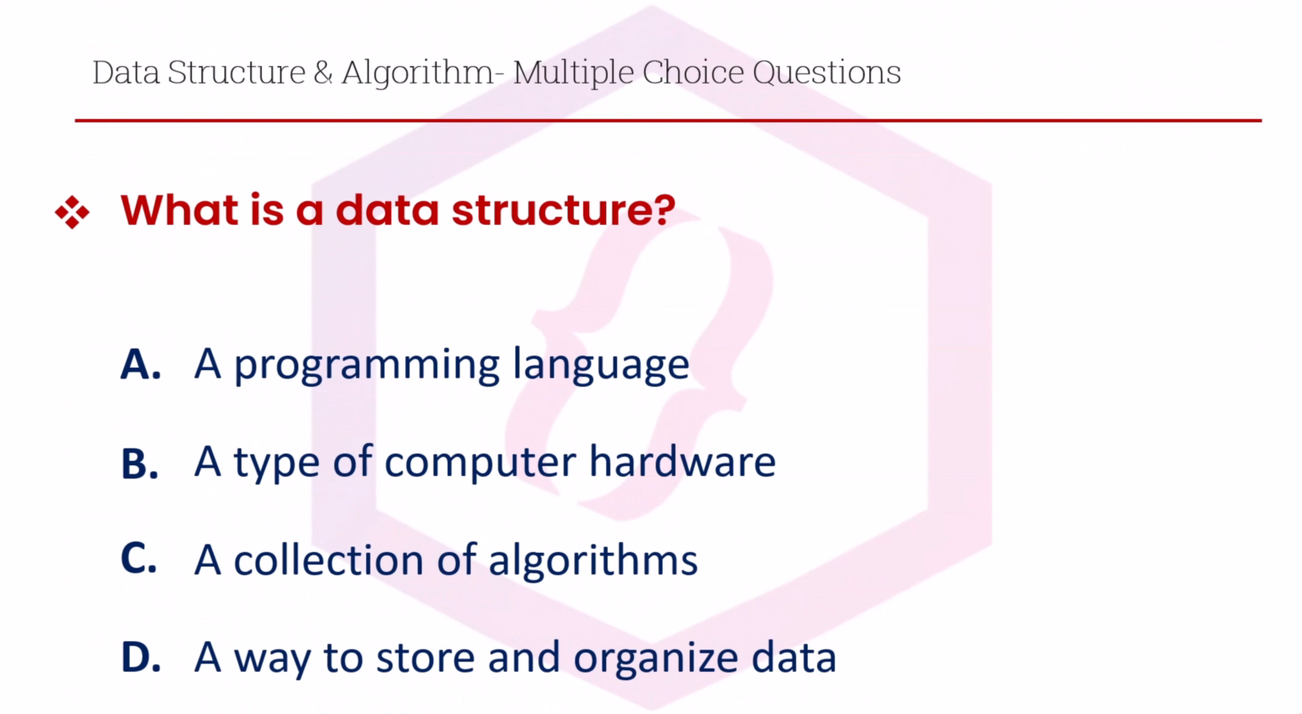What is a data structure? Option A, programming language. Option B, a type of computer hardware. Option C, a collection of algorithms. Option D, a way to store and organize data. The correct answer is option D, a way to store and organize data.